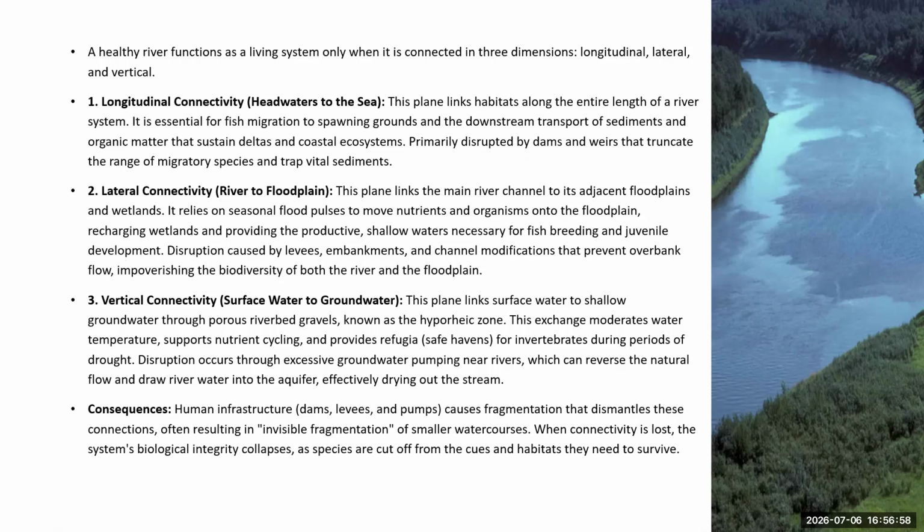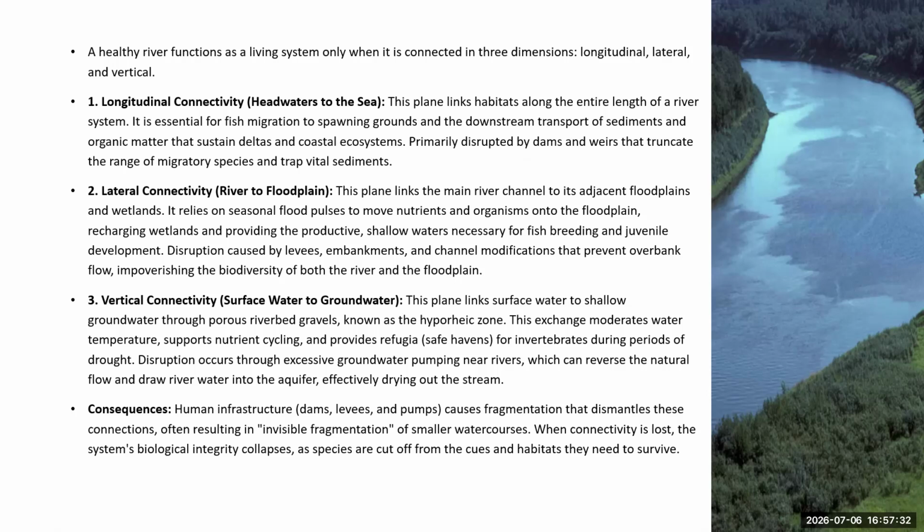Longitudinal connectivity, first of all, links the river from its headwater to the sea, and it allows fishes to migrate and sediment to move downstream. Secondly, the lateral connectivity, where rivers connect with floodplains during seasonal floods, creating important habitats for breeding and nutrient exchange. And then finally, the vertical connectivity. It is the exchange between surface water and groundwater that helps regulate temperature, and it supports many aquatic organisms as well.